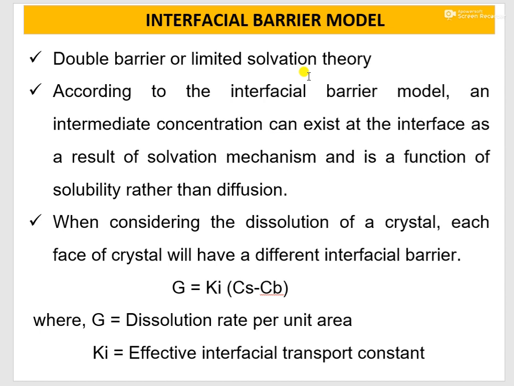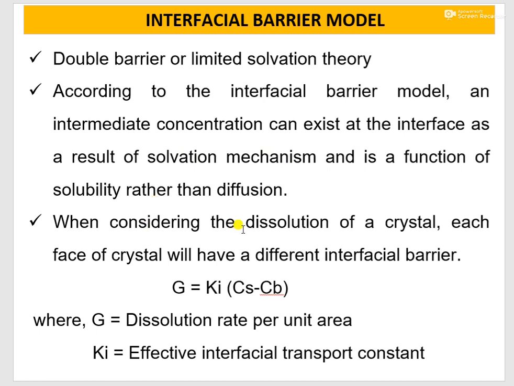Now the last model, that is the interfacial barrier model. It is also known as the double barrier or limited solvation theory. According to the interfacial barrier model, an intermediate concentration can exist at the interface as a result of the solvation mechanism. And it is a function of solubility rather than diffusion.